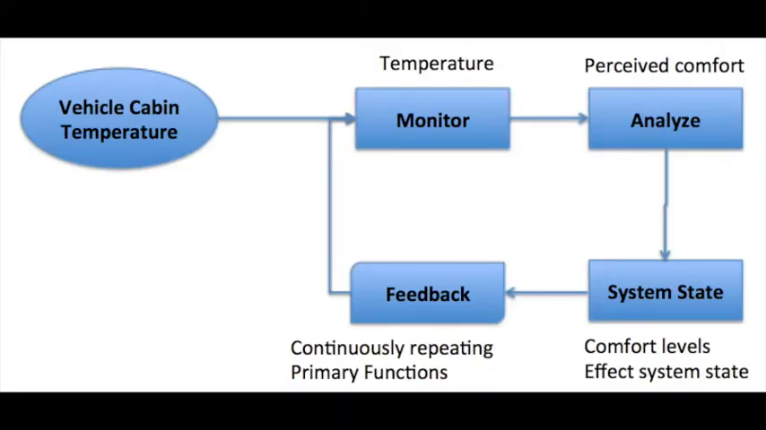In the proposed system architecture, the user input is automated. Using the same four primary functions, the system monitors key metrics of the user and its passengers, calculates a perceived comfort, and that controls the system state. Continuously, our feedback loop is running in order to create a comfortable environment.